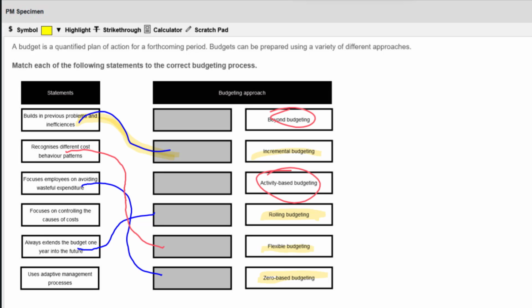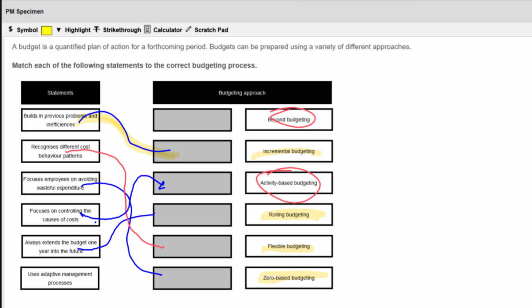So we have focus on controlling the causes of costs. That one goes with activity-based budgeting. Here we're looking at cost drivers. If you remember, when we produce units, we create a demand for activities. The more we produce, the more activities we consume. Under activity-based budgeting, we're going to focus on controlling the consumption of activities, which will control the causes of costs.